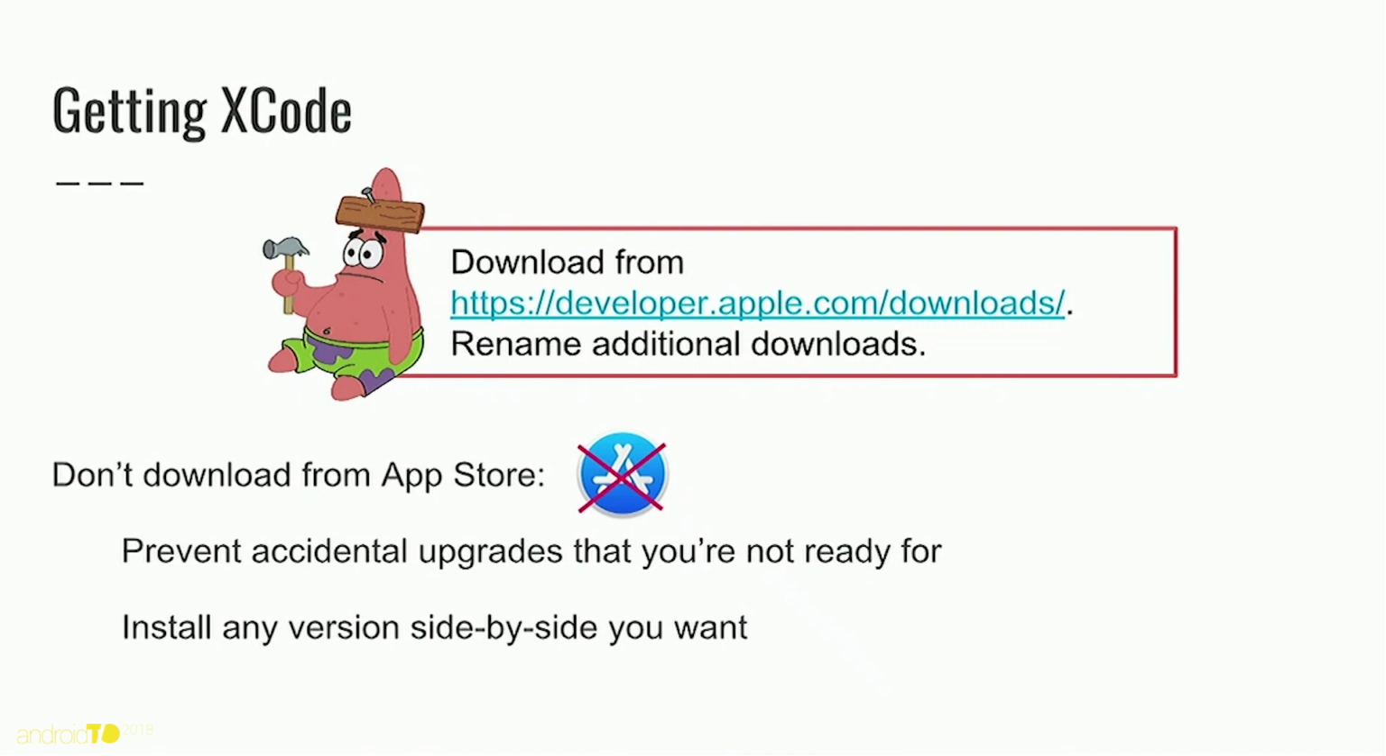So instead, download Xcode manually from developer.apple.com/downloads. This will, one, prevent accidental upgrades that your team is not ready for, and two, allow you to install any version side by side that you want. This way, your regular development work can happen on the Xcode version that you already have, and then the work to migrate to the changes in the latest Xcode can be done in the latest Xcode. And this way, you're not blocked in your development every time a new version of Xcode comes out and breaks everything. Another tip is if you are downloading multiple versions, make sure you rename the file before dragging it to your applications folder, or else that's known to sometimes cause issues as well.